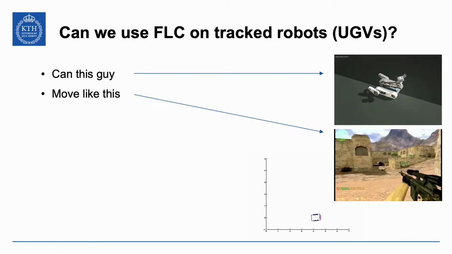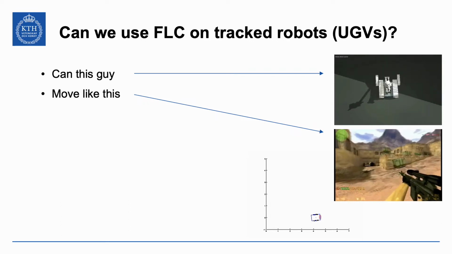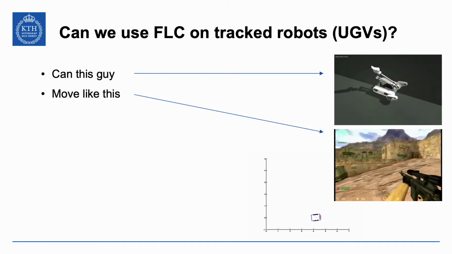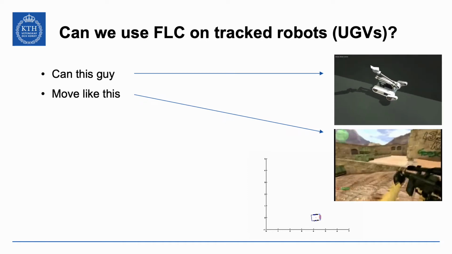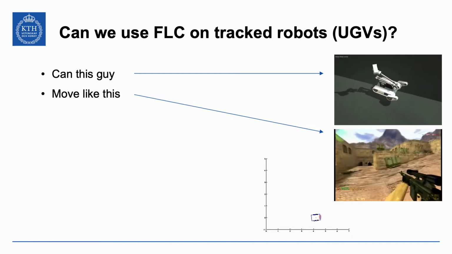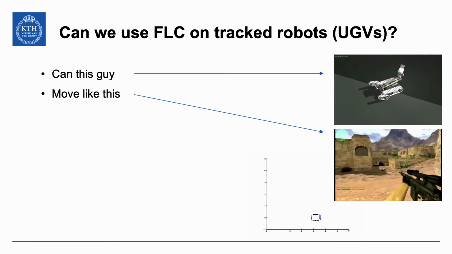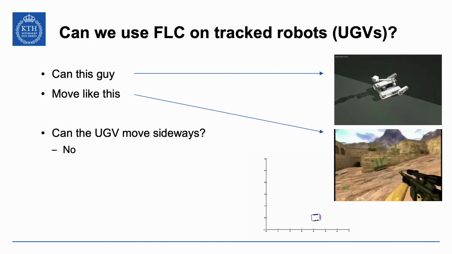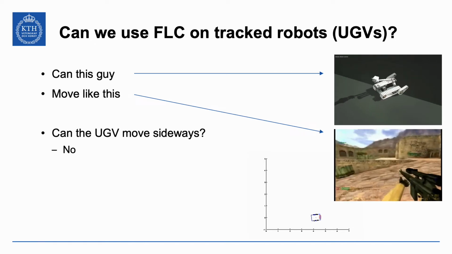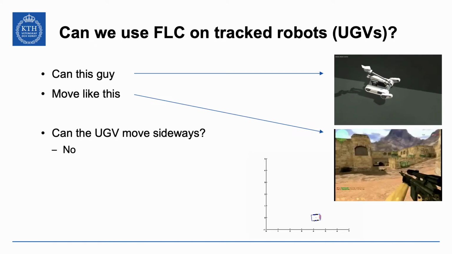Can this guy, the robot up here, move like this guy, the game character down there? Just to illustrate, the robot is moving once again, and in the computer game you see there's lots of right and left motion. The thing is, the robot has tracks, so it can turn on the spot, but it can't really move to the sides. So can the UGV move sideways? No, it can't. It has tracks.